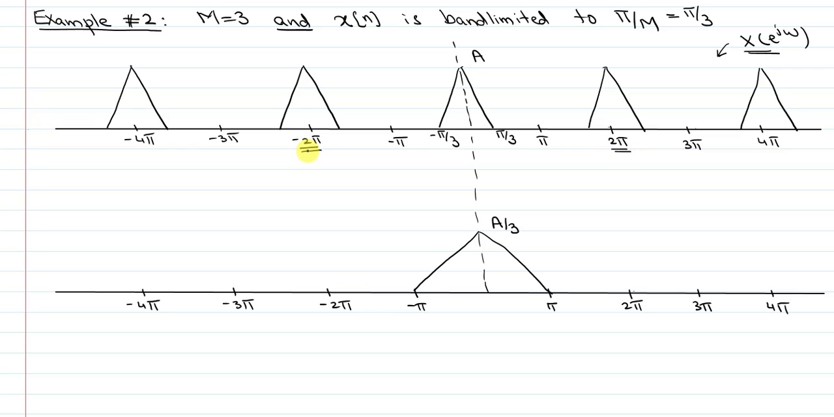So when we shift this copy by 2 pi, we will get this thing. This is due to the copy of this thing shifted by 2 pi. And we'll have another copy that will be shifted by 4 pi. So that copy will appear over here, and that will go up to 5 pi. The height of all of these things is A by 3.